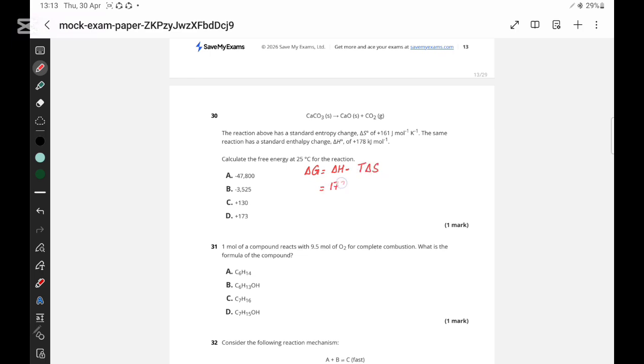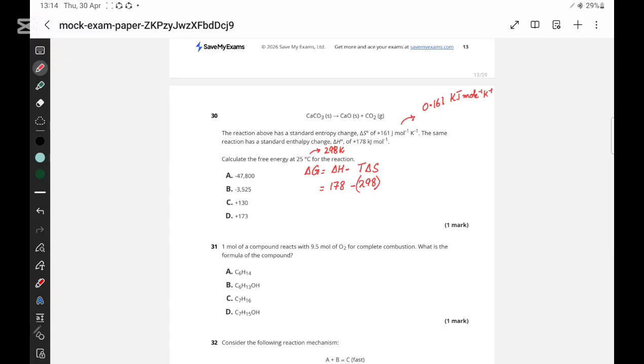Delta H is 178 minus temperature. The temperature is 25 degrees Celsius, but we have to convert it into Kelvin. That comes out to be 298 Kelvin, because we have to add 273 to it. So 298. And for entropy, it is given in joules per mole per Kelvin. We have to divide it by 1000 to convert it into kilojoules per mole per Kelvin.